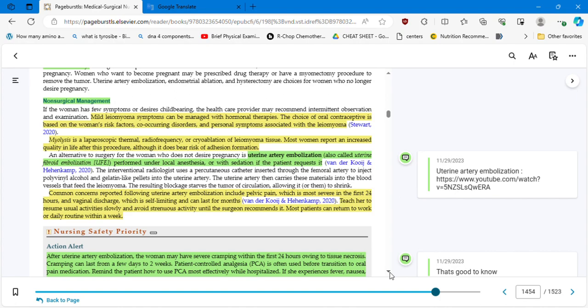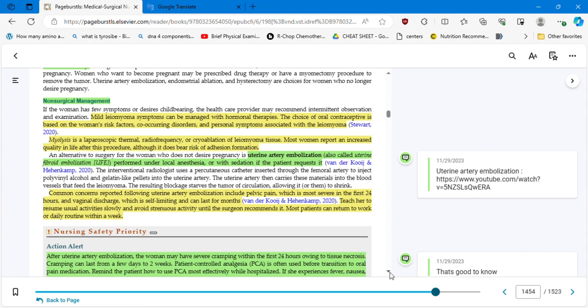Myolysis is a laparoscopic thermal, radiofrequency, or cryoablation of a leiomyoma tissue. Most women report an increased quality of life after these procedures, although it does bear risk of adhesion formation.